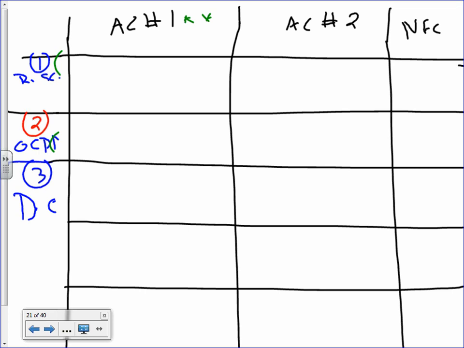Same thing: number one is branch circuit. Number two is overcurrent protection device. Number three is disconnect. For the disconnect, there's some monkeying around we're going to do. So please draw the table exactly like I'm drawing it right now. Okay?